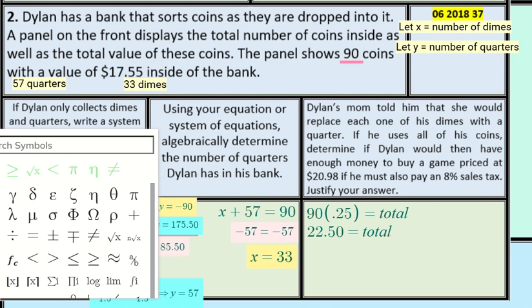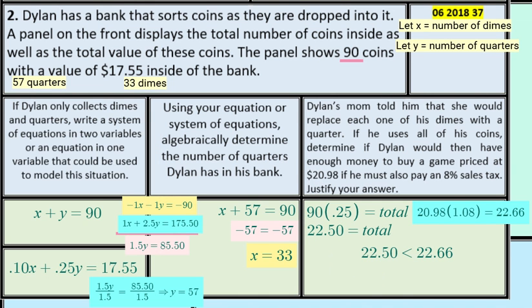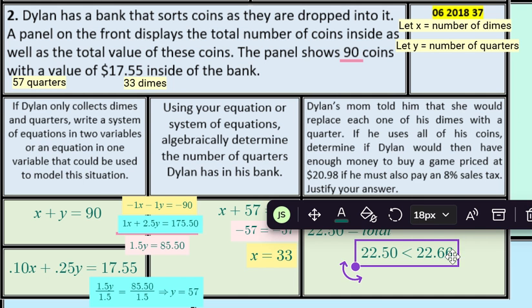So now let's look at what he wants to buy. It's $20.98. So we calculate 20.98, but we're multiplying by the 1 to include the cost of the game and the 0.08 to include the tax for the game. And when we calculate that, it rounds up to $22.66.